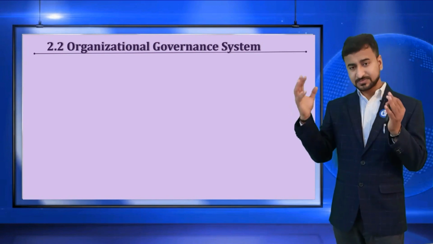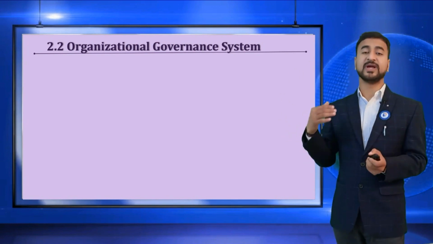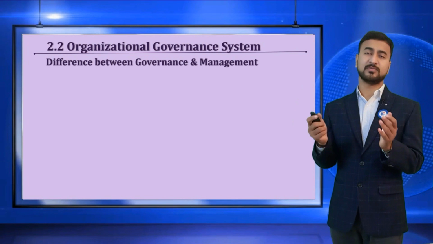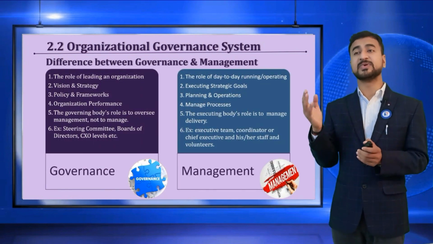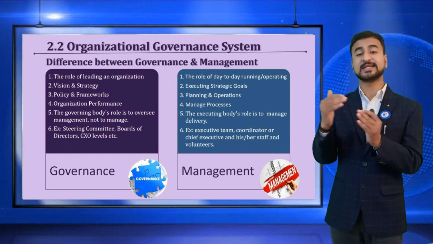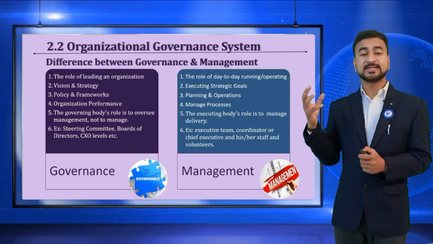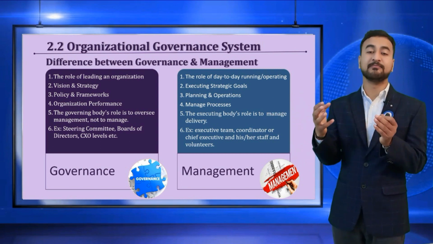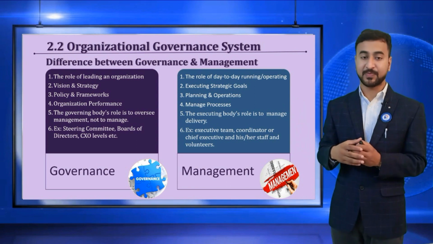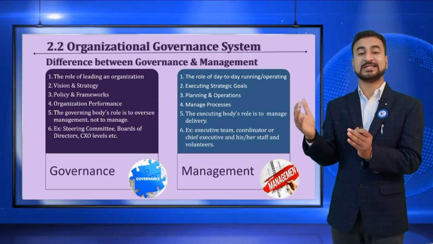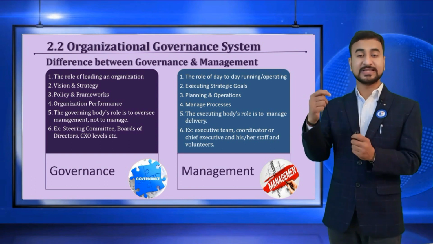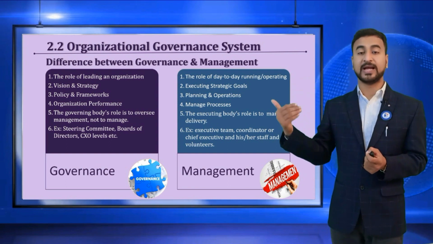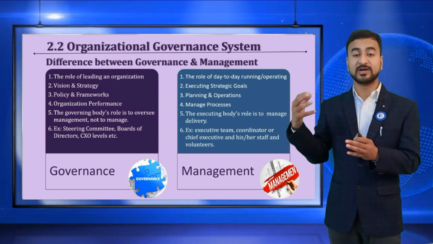Now after this understanding of the holistic picture, we are discussing the organization governance system. Before we understand how we govern the projects, we need to understand the difference between governance and management. Governance is about how we lead the organization. On the counterpart, management is about how we manage the day-to-day operations and the projects. Governance is focused on vision and strategy, while management is focused on executing the strategic goals. Governance is focused on policy and framework, while management is focused on how to deliver those things.